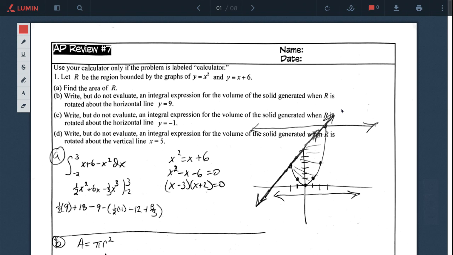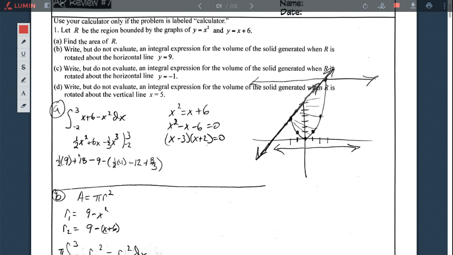And part A is find the area of R, which is just top minus bottom. So top is the line, which is x plus 6. The bottom is x squared. You have to find the intersection points. So set these two things equal to each other, which is what we did here, and solve, and we get -2 and 3. So we integrate that thing from -2 to 3, and we end up with our answer. Remember, on free response, once you integrate and plug in, you've completed the problem, so there's no need to continue on.